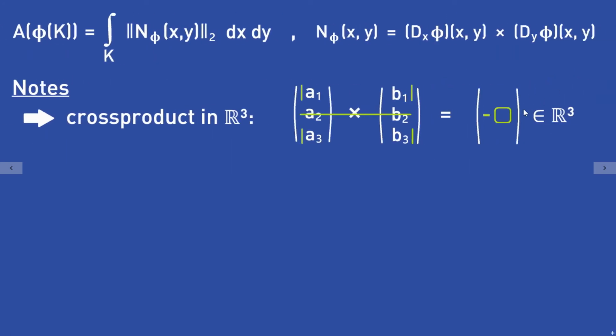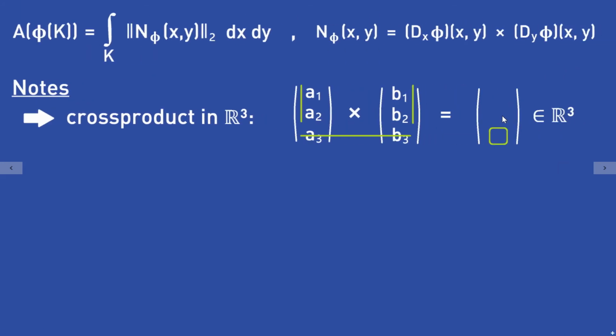For the second entry of the cross product, you have to ignore this line here, and then you have to calculate the determinant of the still visible submatrix. So A1 times B3 minus A3 times B1. In the end, you also need a minus sign here, so it's minus this determinant of the submatrix. Don't forget the minus sign.